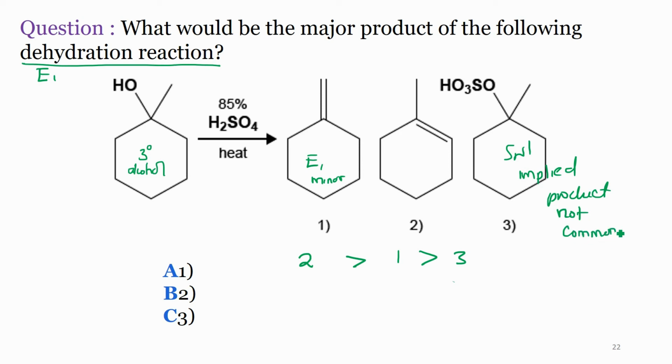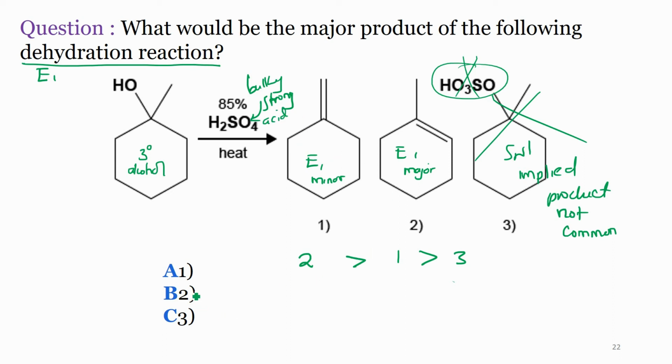So not common. So we don't even care about that. So this would be E1 minor. This would be E1 major. Here SN1 does not show up, because again, we are using a bulky strong acid. So the conjugate base from the acid will not play the role of a nucleophile to do SN1. Okay? That does not happen.